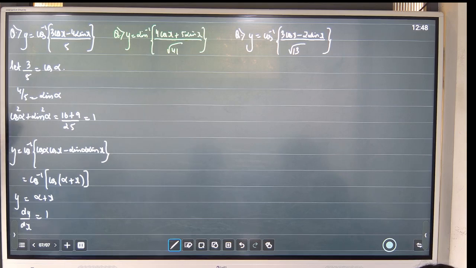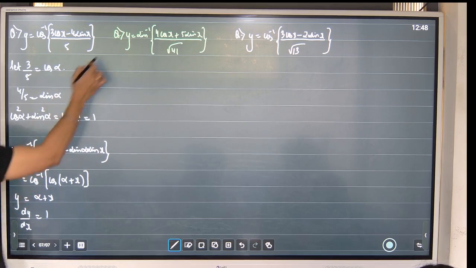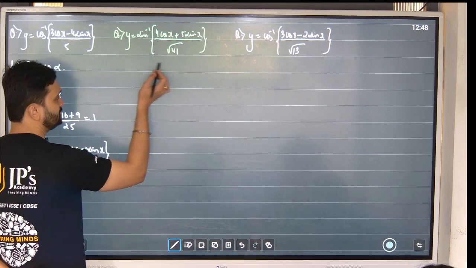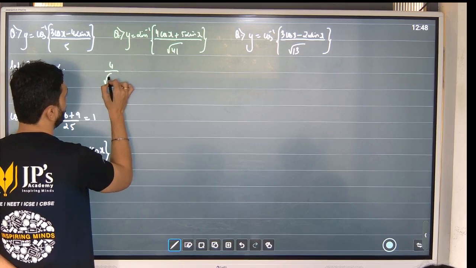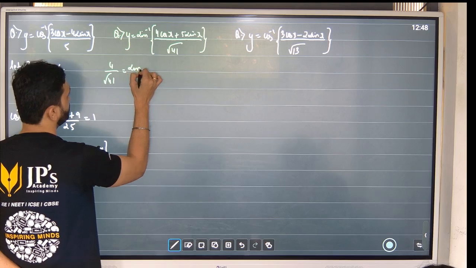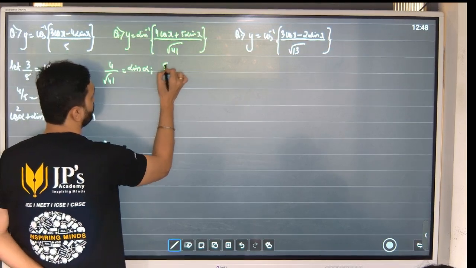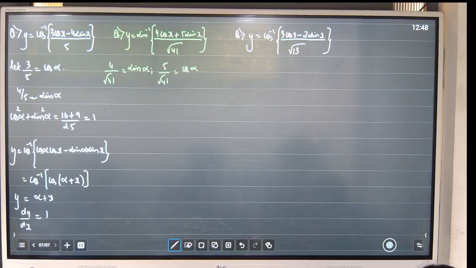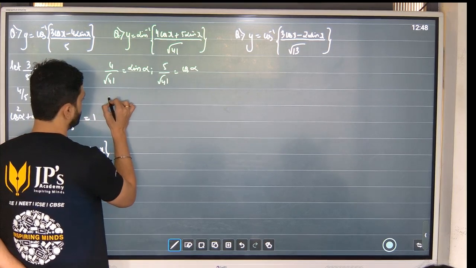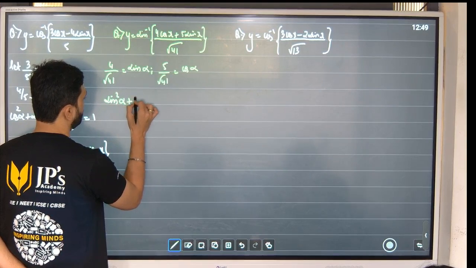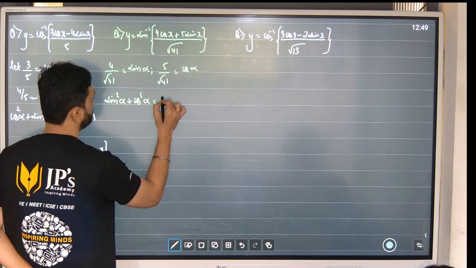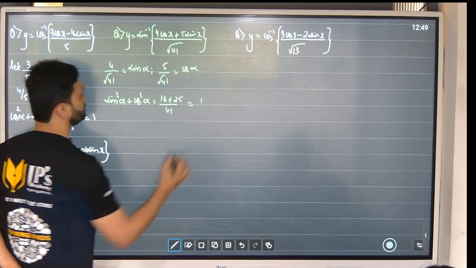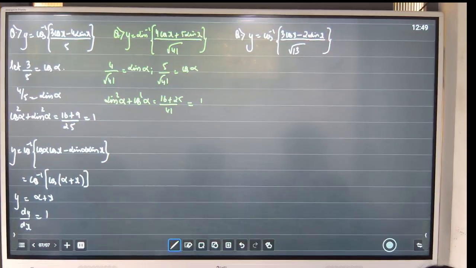We'll start everything again. Same method. There is sin here, so I will try to make sin A plus B or sin A minus B. Since it's a plus sign, I know I have to make sin A plus B. So I'll write let 4 by root 41 is equal to sin alpha, 5 by root 41 is equal to cos alpha. Let me check if my assumption is correct or not. So I will do sin square alpha plus cos square alpha, which will become 16 plus 25 upon 41, which is 1. Since the answer has become 1, my assumption is correct.